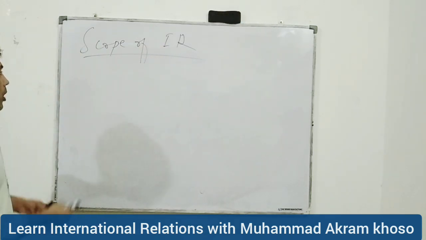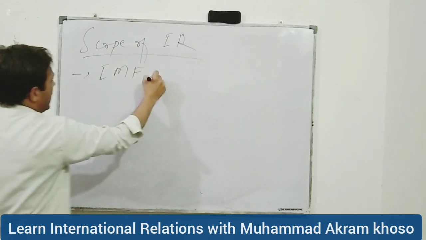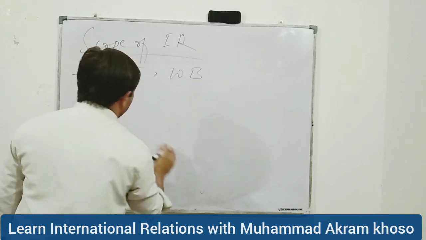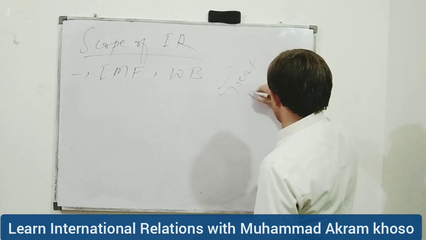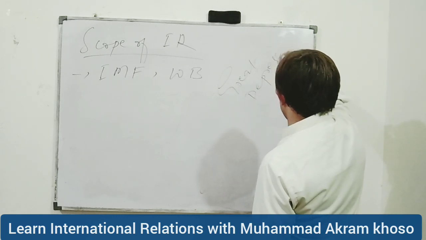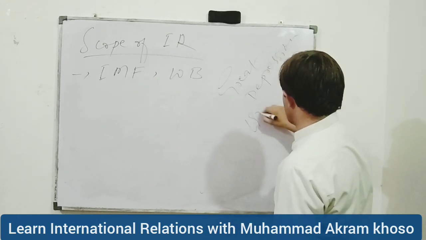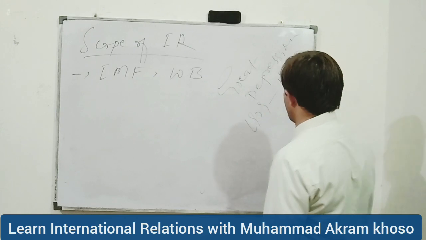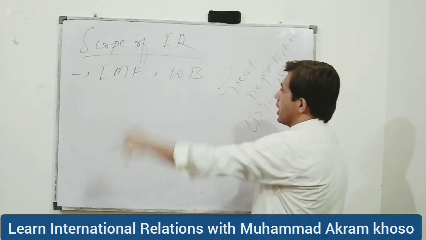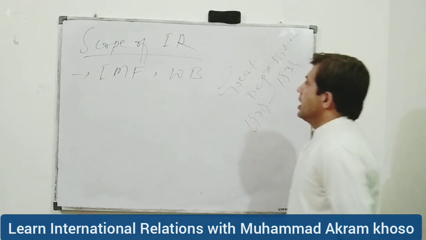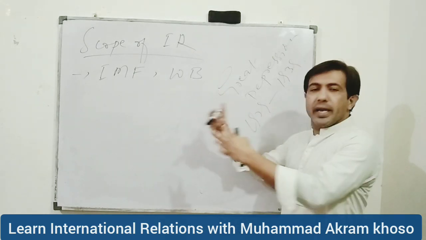After the Second World War, what happened? We got the economic institutions like IMF and World Bank. There was the Great Depression. It was the financial crisis of the 1930s. It emerged from 1929 to 1939. Because of that, we have IMF and World Bank. We also call them the Bretton Woods institutions, right? Then they started giving loans to the needy countries.